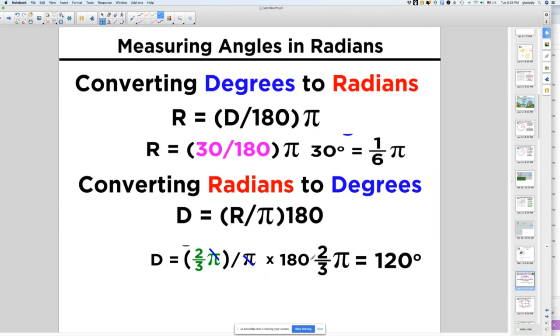It's supposed to be an equal sign here. Okay, we're going to come back to this.